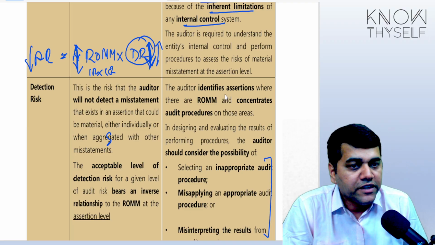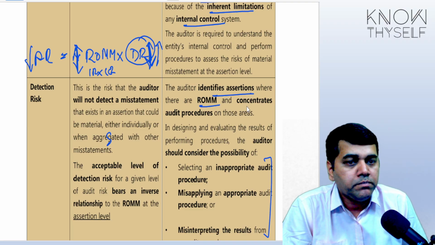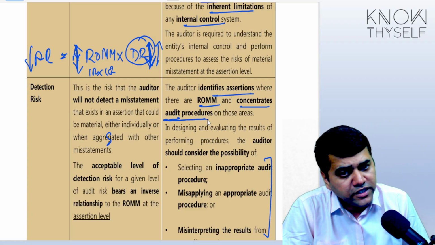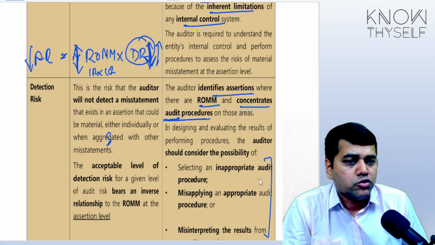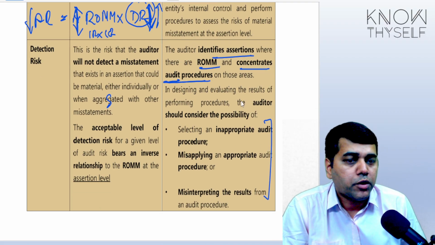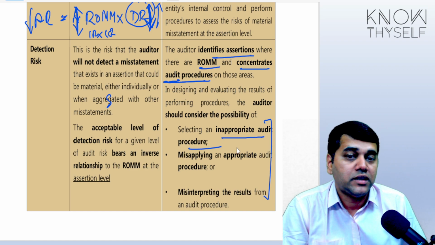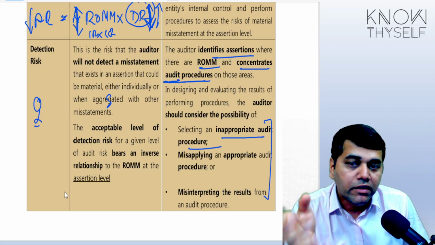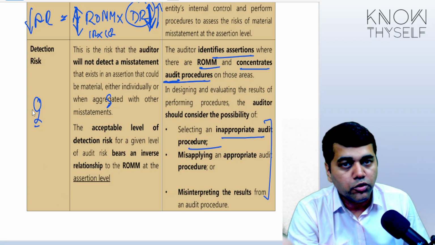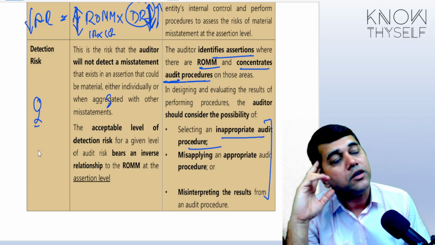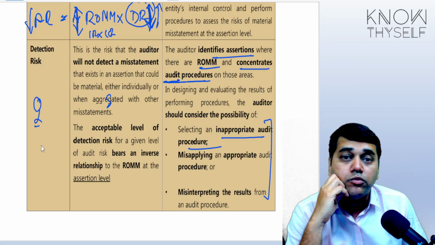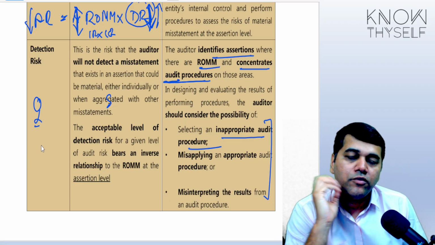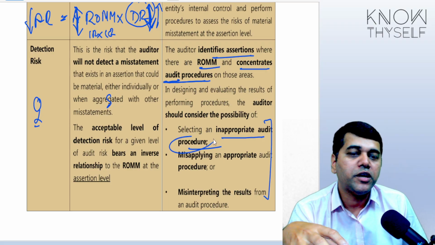Now, the auditor identifies the assertions where there is a risk of misstatement, and concentrates the procedures only on those items. So the auditor should consider the probability of inappropriate audit procedures. For example, I find out that one student is not attending the class. I call them, but instead of talking about why you are not attending the class, I am talking about something like, okay, did you see the movie? How was that movie? Did you watch this match? Who is going to win the cup? Hey, Baba, what is this? Why did you call? This is called inappropriate procedure.